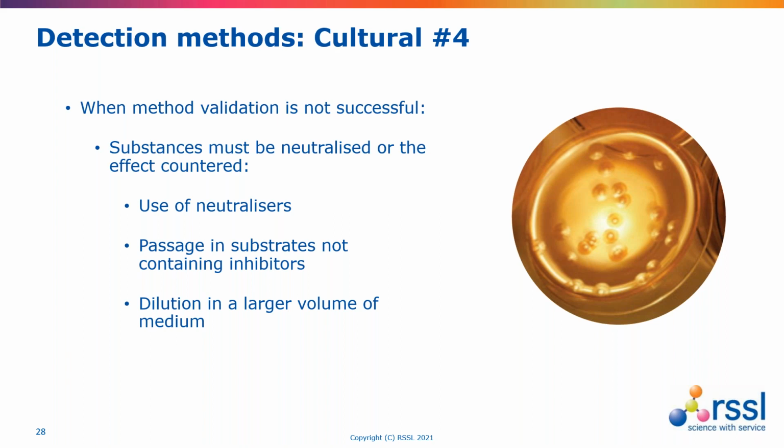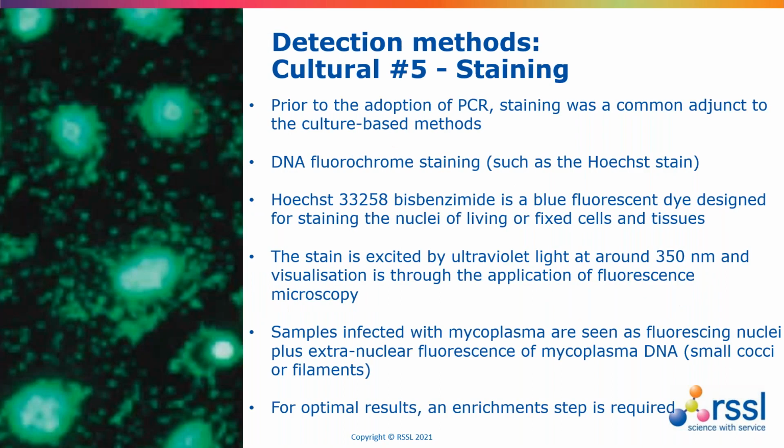In conjunction with the culture growth method is staining, and particularly prior to the adoption of PCR, staining was a very common adjunct to the culture-based method. And this is a form of DNA fluorochrome staining, of which the most common is the Hoechst stain. And this is a type of blue fluorescent dye, and it's commonly used in histology, designed for staining the nuclei of living or fixed cells and tissues.